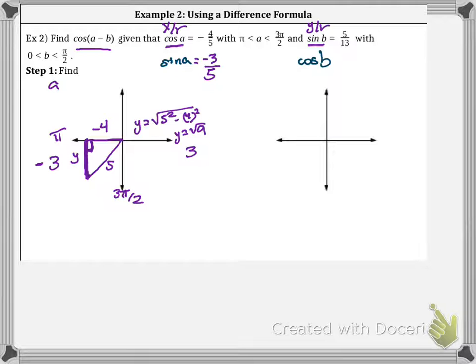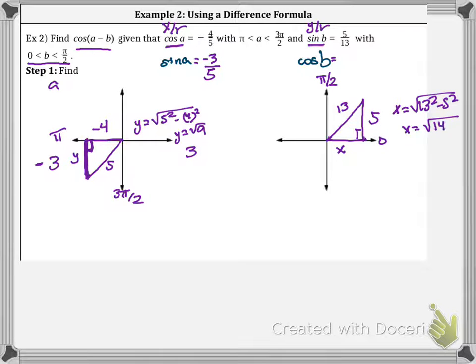Now for cosine of B, we know that B is between 0 and pi over 2. So here is 0, here is pi over 2, and we know we're in quadrant 1. Sine of B is 5 over 13, so 5 is our y value. Here is 5. 13 is our hypotenuse, or the radius. We need to figure out this x value so we can figure out what cosine of B is. That is 13 squared minus 5 squared, which is the square root of 144, so x equals 12. It's positive 12. Therefore, cosine of B is 12 over 13.